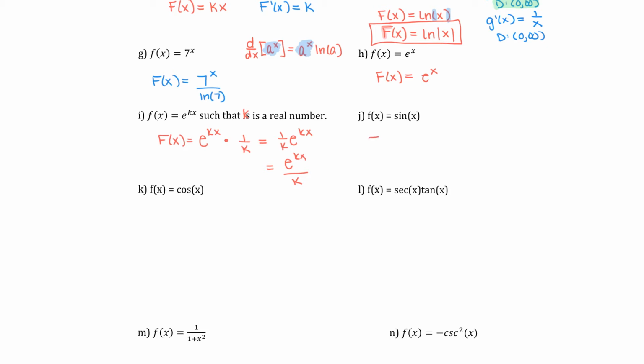So I have f of x equals sine x. So the antiderivative, what would give me a derivative of sine? And that would be negative cosine of x. Let's look at the next one, cosine x. So I have f of x equals cosine x. The antiderivative, what would give me a derivative of cosine of x? Well, that's easy. That's just sine of x. Next, f of x equals secant x, tangent x. So what has a derivative of secant tangent? It's just secant of x.